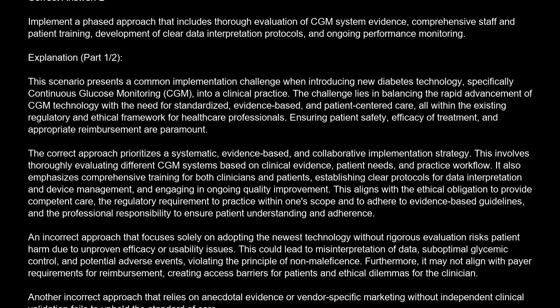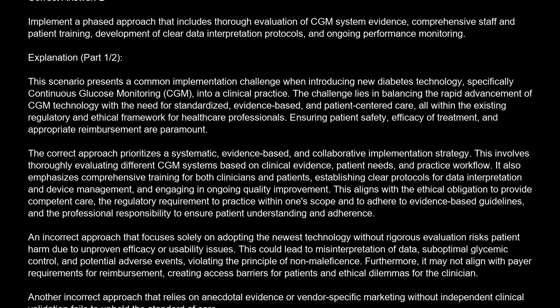Correct answer is D. Implement a phased approach that includes thorough evaluation of CGM system evidence, comprehensive staff and patient training, development of clear data interpretation protocols, and ongoing performance monitoring. Explanation. This scenario presents a common implementation challenge when introducing new diabetes technology, specifically continuous glucose monitoring, CGM, into a clinical practice. The challenge lies in balancing the rapid advancement of CGM technology with the need for standardized, evidence-based, and patient-centered care, all within the existing regulatory and ethical framework for healthcare professionals. Ensuring patient safety, efficacy of treatment, and appropriate reimbursement are paramount.